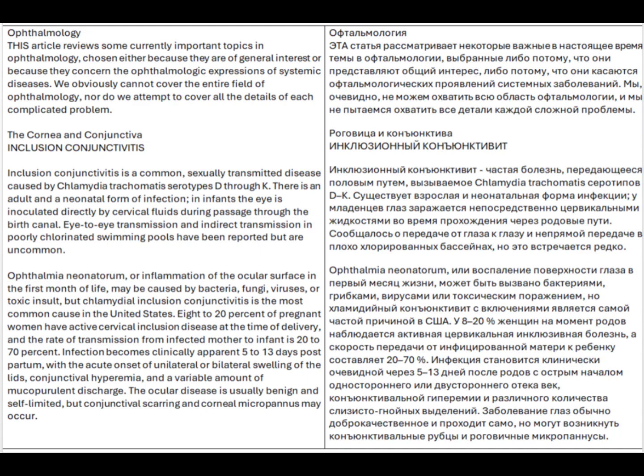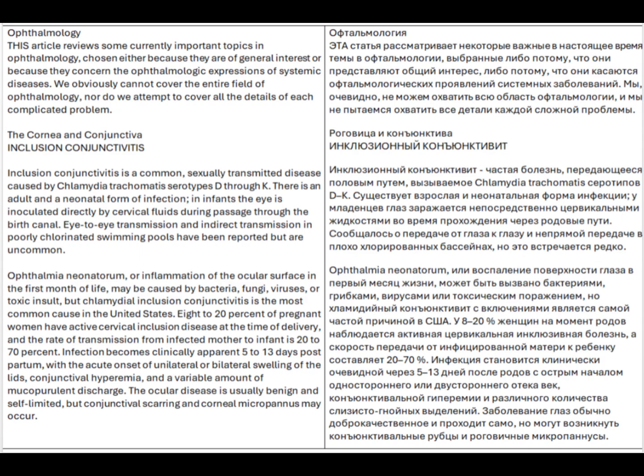Ophthalmology. This article reviews some currently important topics in ophthalmology, chosen either because they are of general interest or because they concern the ophthalmologic expressions of systemic diseases. We obviously cannot cover the entire field of ophthalmology, nor do we attempt to cover all the details of each complicated problem. The cornea and conjunctiva.